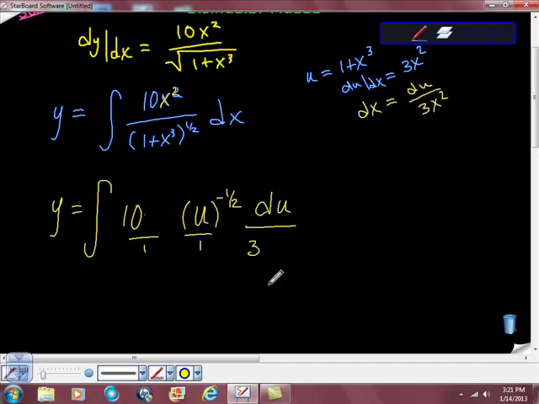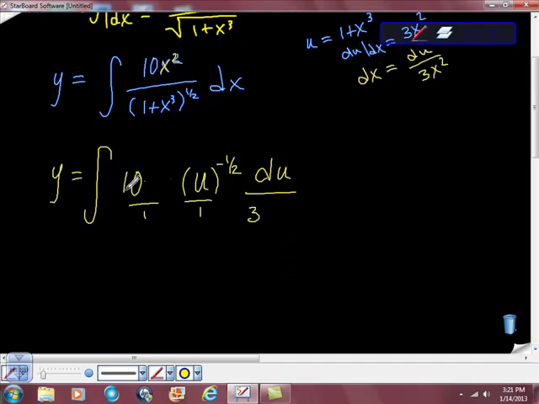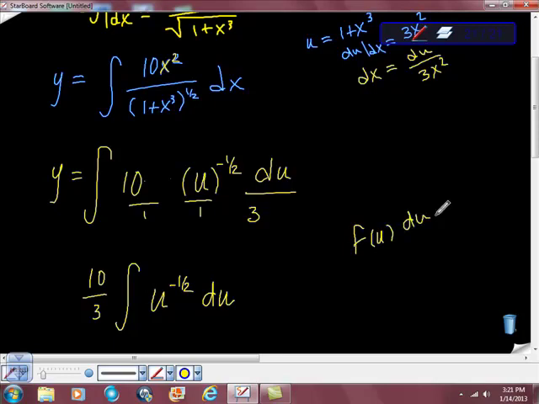And then I know that I can factor out any constant multiple, and there's one of 10 thirds. There's a 10 up here and a 3 down here. So I'm going to say 10 thirds times u to the negative 1/2 du. I hope that you can see now we have that dream situation, because if we get this in f of u du form, we're in great shape. So that's where we are right now. If we have this, now we can start doing our integration.